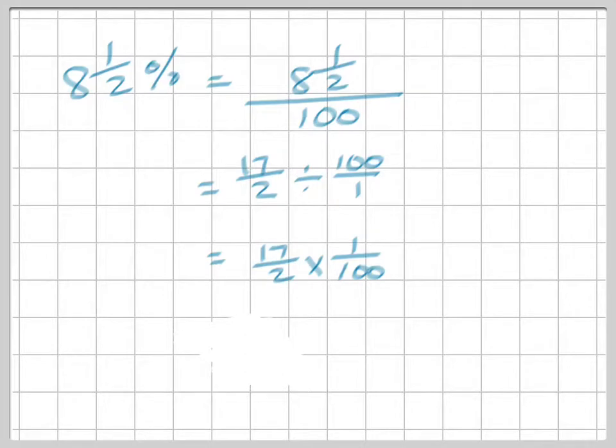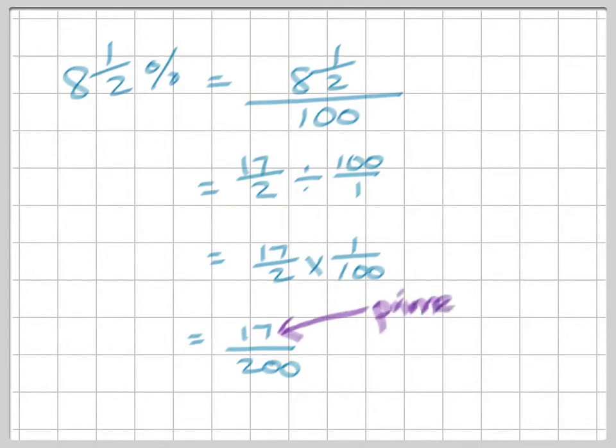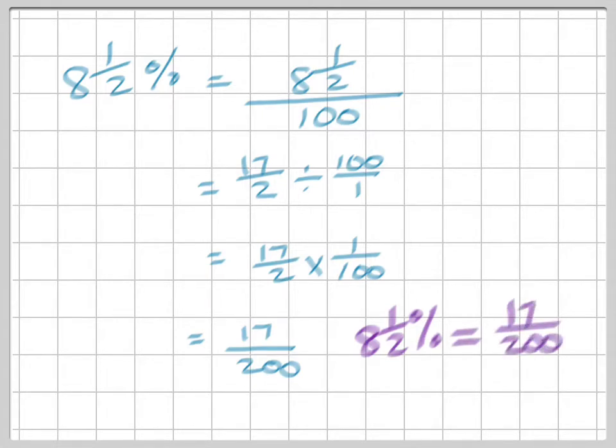Okay, so now we're going to end up with 17 over 1, 17 times 1, which is 17, over 2 times 100, which is 200. And you will notice 17 is actually a prime number. So that means we can't reduce any further, unless 17 can go into 200. I haven't tried that, but I don't think so. Let's leave it in that format. And so basically you can say, fine, in short, 8.5%, when you convert it to a fraction, is 17 over 200.